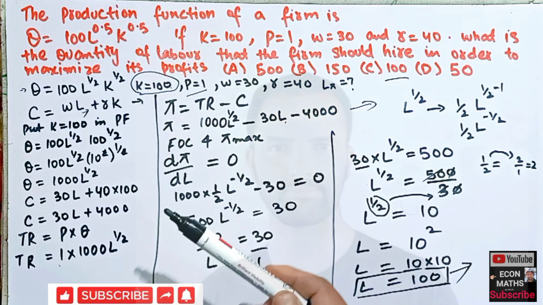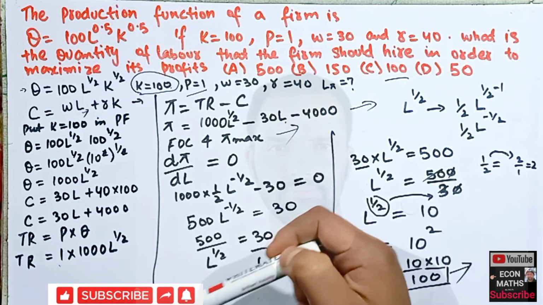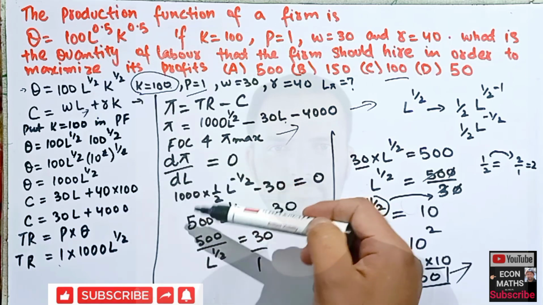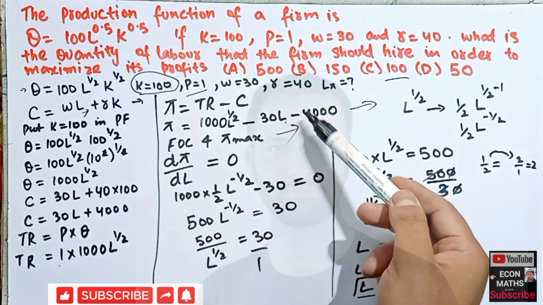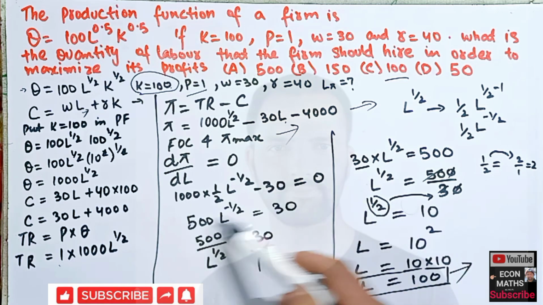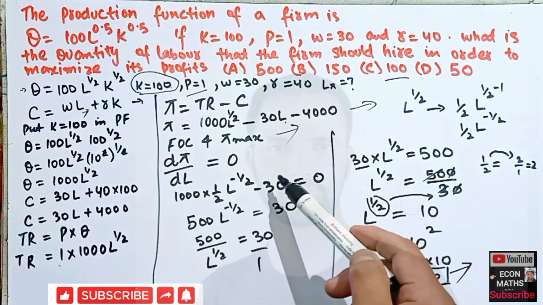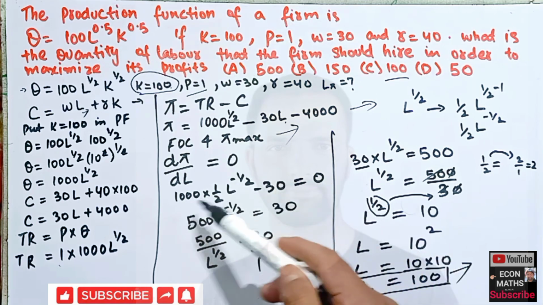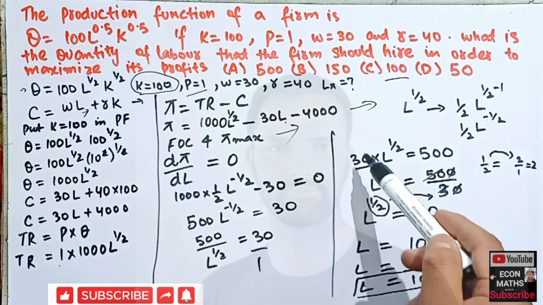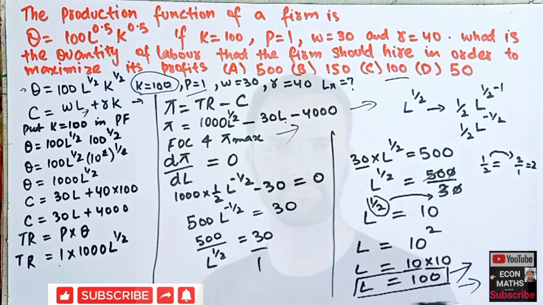And after that, the first order condition for profit maximization requires that the derivative of the profit function with respect to labor, since only L is involved here, should be equal to 0, and subsequently we took the required derivative of the profit function with respect to L and solved it for L, and we got the optimum level of L as 100. I hope I made myself clear in this video.